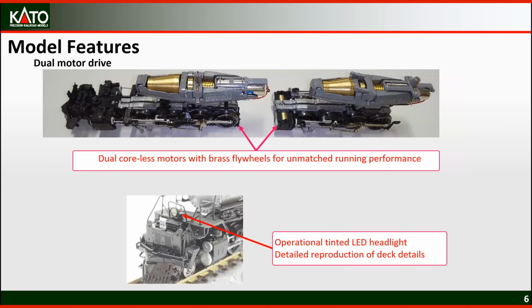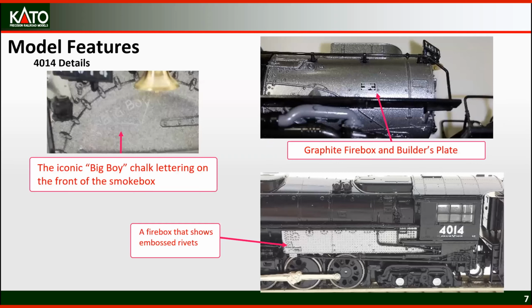Here are the two separate drive sections with independent motors and flywheel. Also, something that can be challenging is the headlight out on the deck, but they actually have an operational tinted headlight out there on the deck. Some more detail information: the rivet detail on the firebox, the Big Boy chalk lettering on the smoke box, and the builder's plate.